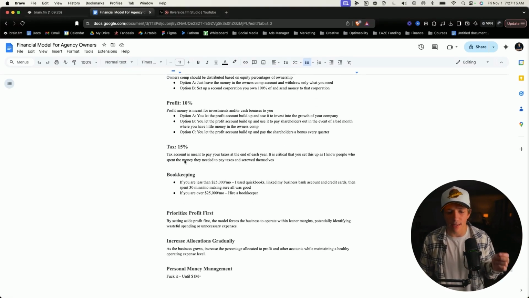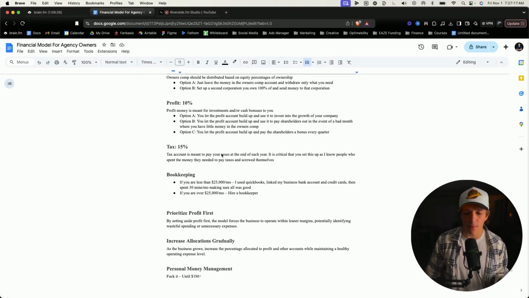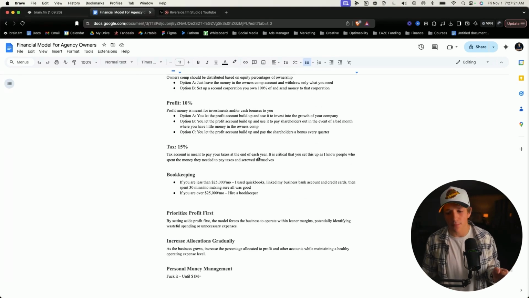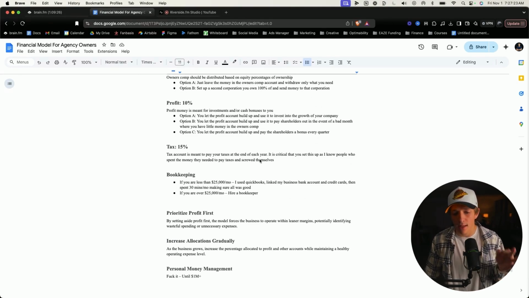Now, the last one is the tax, right? So the tax account is meant to pay your taxes at the end of each year. Now, it is critical that you set this up, as I know people who spent the money they needed to pay taxes and completely screwed themselves. I know somebody kind of close to me, and they made the money and they spent it, and then the tax bill came and they're like, "Fuck, I don't have the money." Now you have a problem.